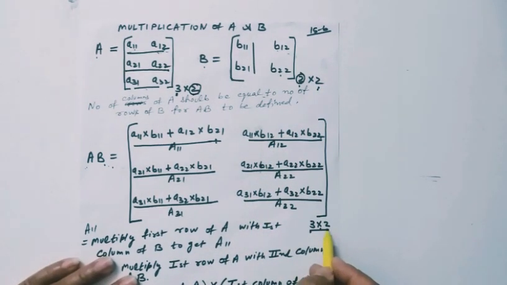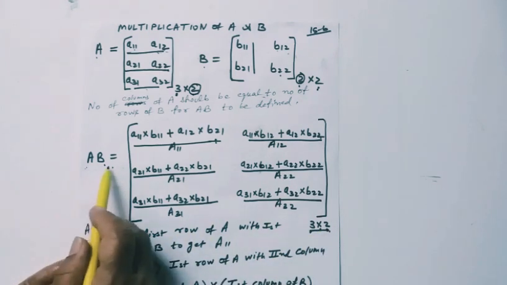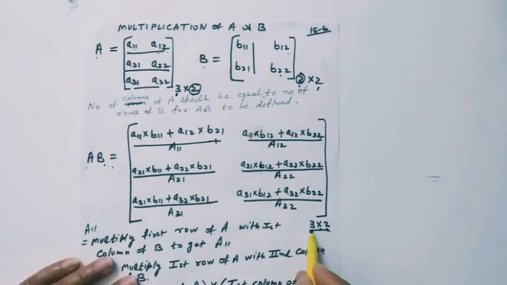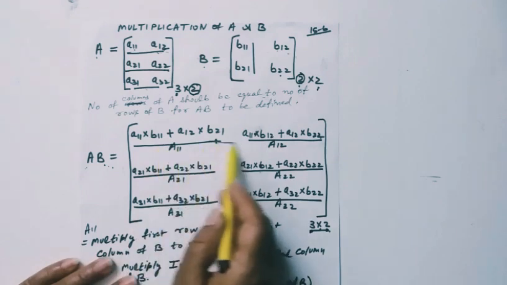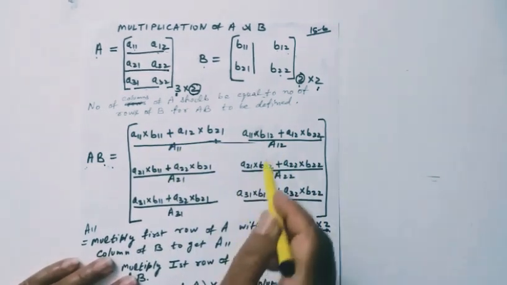So it is clear to us what is going to be the order of the matrix AB. The order of matrix AB will be 3 cross 2. What does this mean? It means that in the product AB there are going to be 3 rows and 2 columns. So we have 1, 2, 3 rows and we have 2 columns, 1, 2.